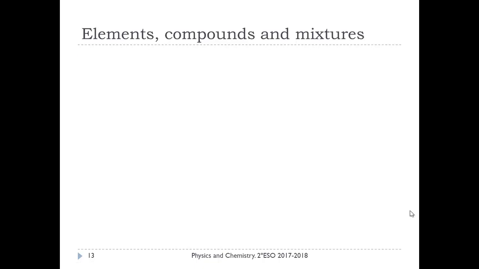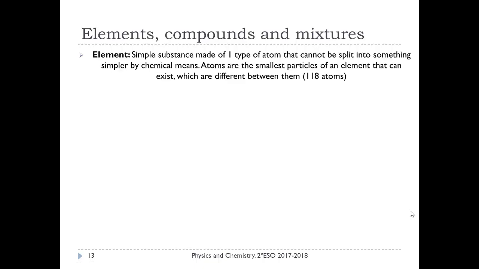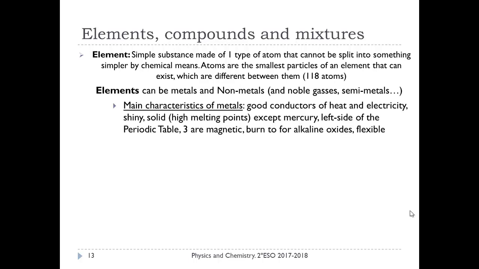Elements, compounds, and mixtures. An element is a simple substance made up of one type of atom, and it cannot be split into something simpler by chemical means. In the periodic table, we can see all of the elements, there are 118 of them, and they are all different from each other. Elements can be mainly metals and non-metals, but they can also be noble gases, semi-metals, etc.